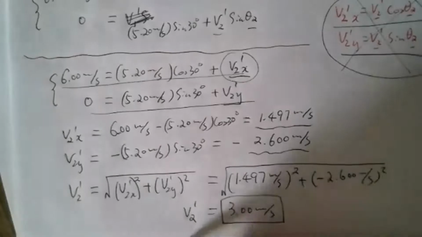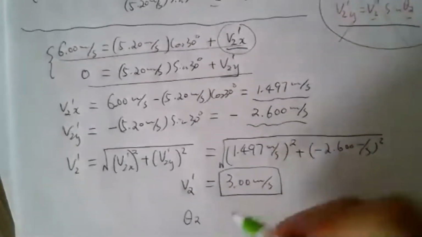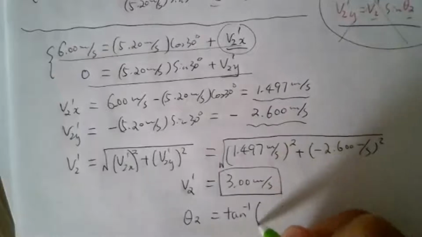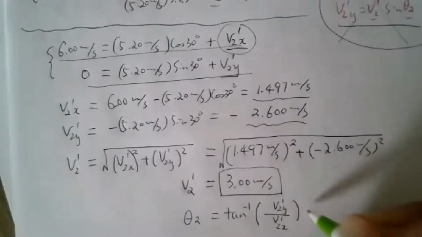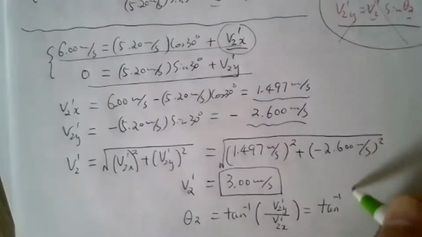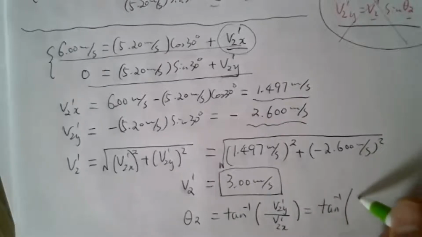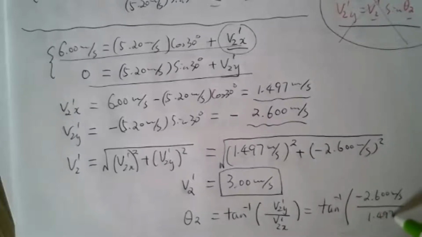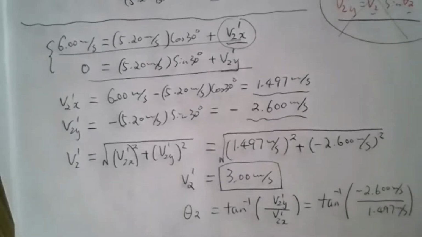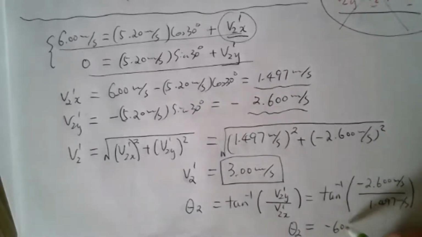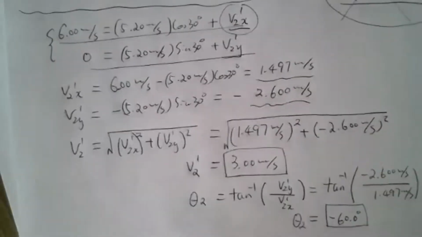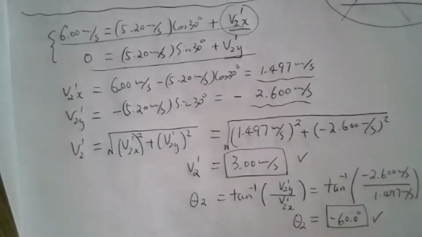Now the directional angle theta 2 should be the tangent inverse of y divided by x. So tangent inverse of negative 2.600 meters per second divided by 1.497 meters per second. That will give you roughly negative 60.0 degrees. So you have the magnitude, and you have the directional angle.